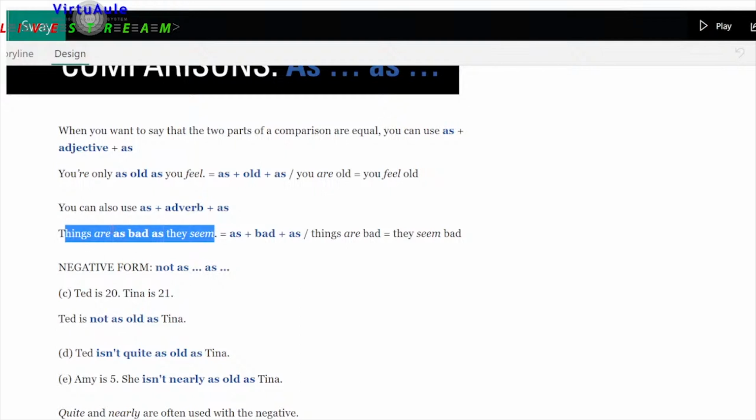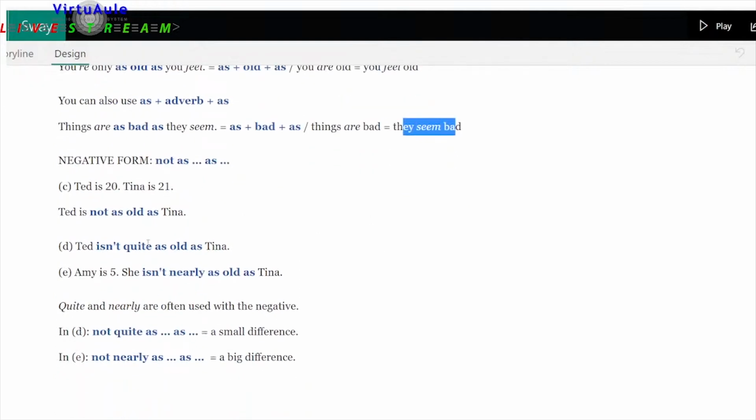Things are not as bad. Well, okay, we'll just keep it positive. Things are as bad as they seem. We have as plus bad, which is an adverb. Things are bad, or they seem bad. Things are as bad as they seem. The negative, here it is, not.